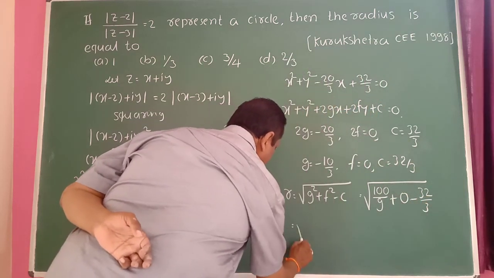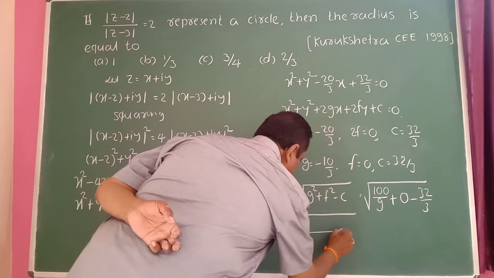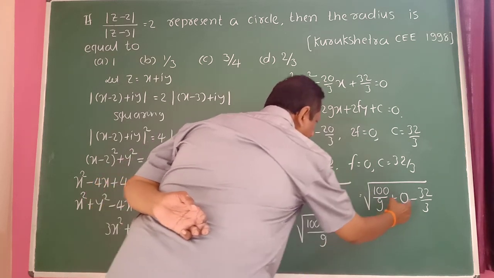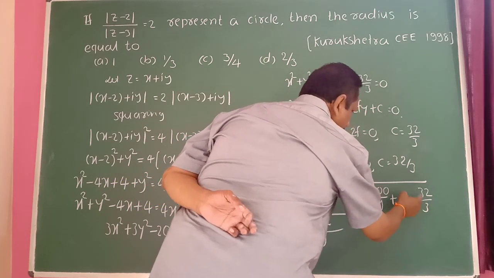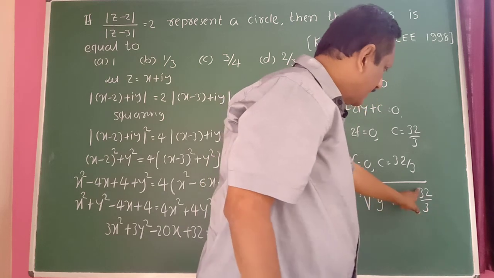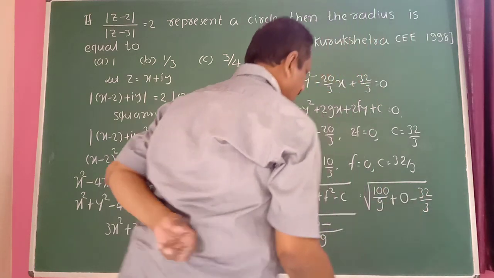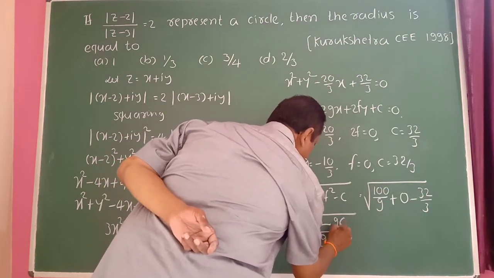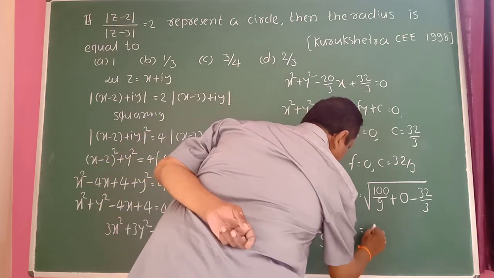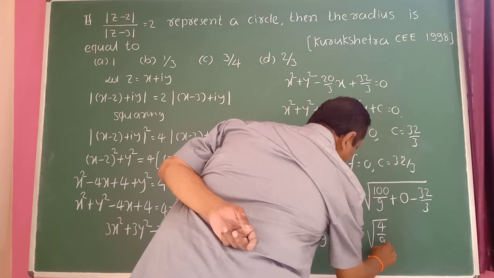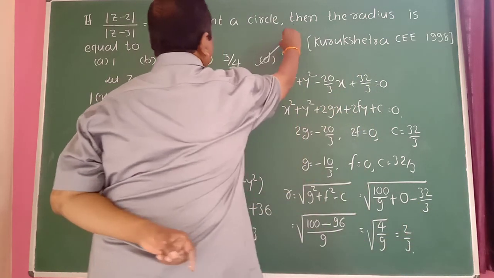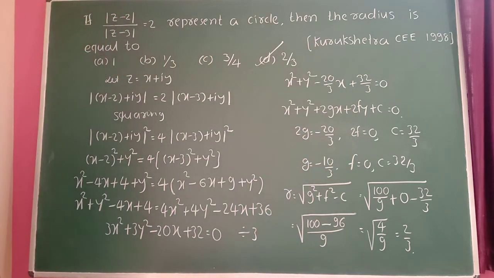Therefore 9 is the LCM in the square root here. So write 100 as it is, then 32 into 3, the 3s cancel, so the LCM is 9. 3 threes are 9, 32 into 3 is 96. 100 minus 96 is 4. 4 divided by 9 gives 2 divided by 3. So therefore 2 upon 3 is the radius of the circle.